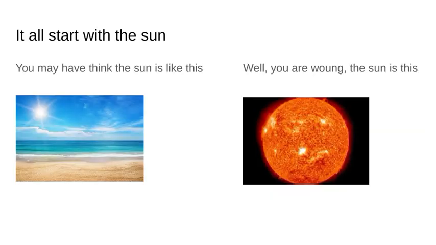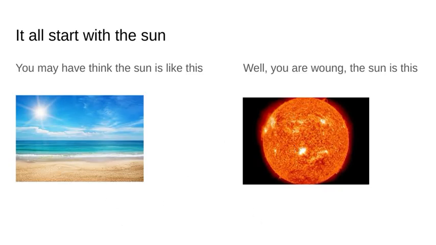So where does it all start? It all starts with the sun. You may think the sun is like this: there's the sun right there on the beach, setting over the Pacific Ocean. That is basically what a beach day looks like. Well, be warned, the sun is this: a giant ball of gas that is a star, and you can see all these dots and light radiation right here and right here, with all these funny colors and the creation of art on the sun. That's the type of sun we're going to be talking about.